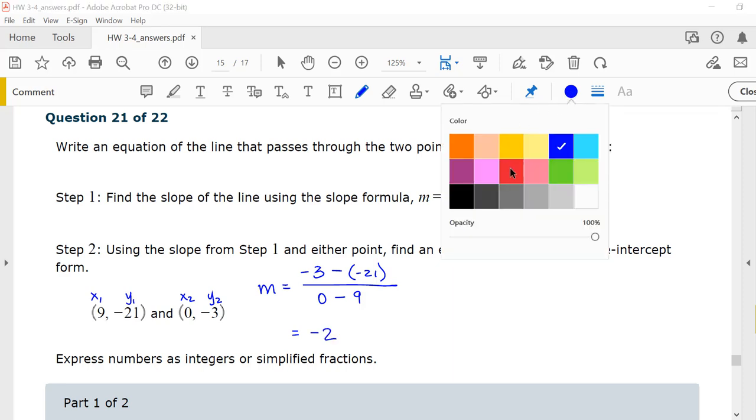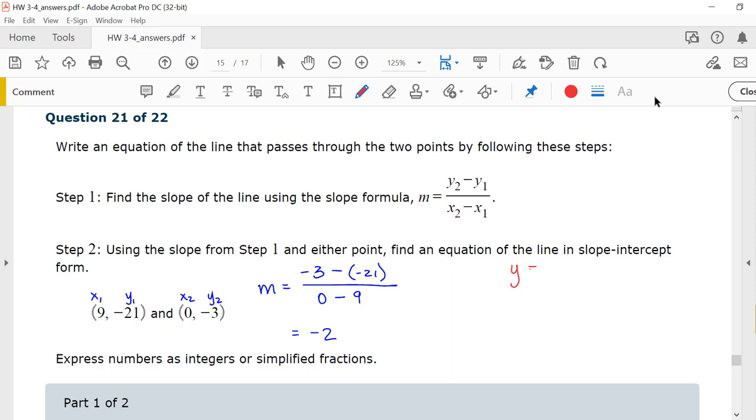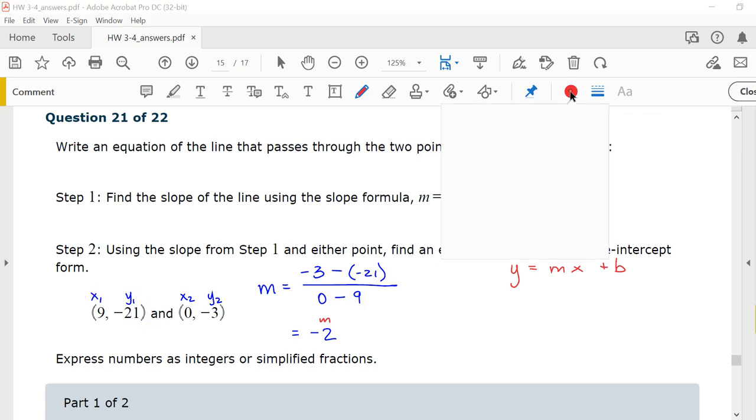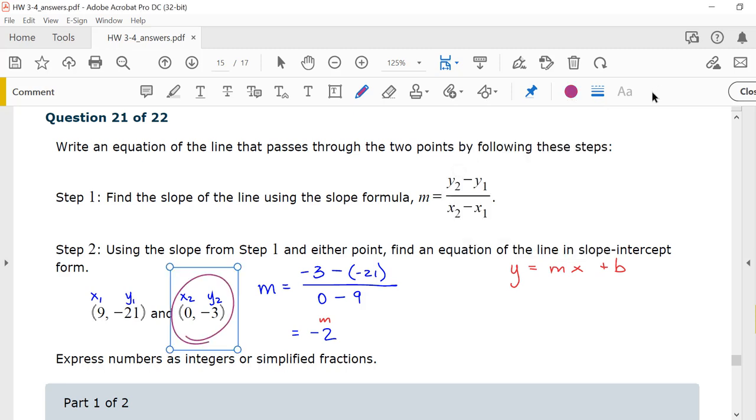Just like we did above, y equals mx plus b. Here's my m. Pick one of the points. Actually, no, I don't even have to go through that much work. My b is right here. My b is negative 3 because they gave you the y-intercept. The equation I'm looking for is y equals negative 2x minus 3. How convenient they gave you the y-intercept.